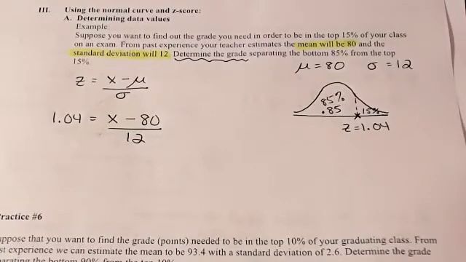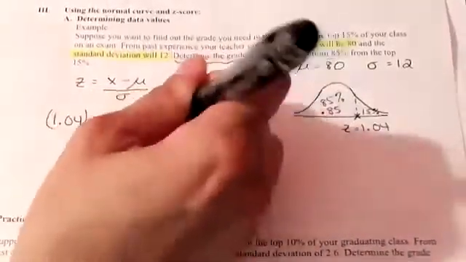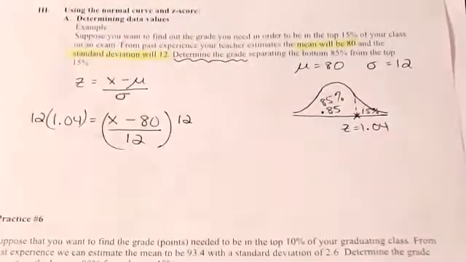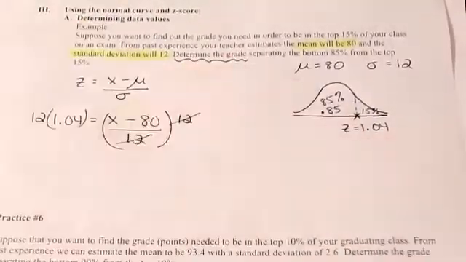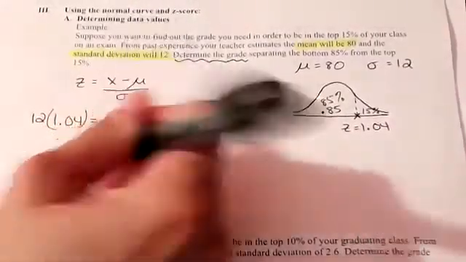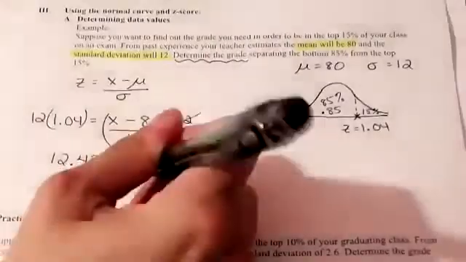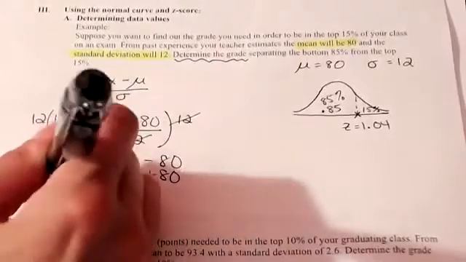Would someone help me to solve this algebraically, which by the way is why you take algebra previously? Nick. Mind if I do it? I love it. So what I did was I did 1.04 times 12 to get rid of the denominator. Yes. I'm going to write exactly what you're saying. And then I got 12.48 equals x minus 80. And then I just add 80 and I get 92.48, which equals x. Yes. Awesome. Brilliant.